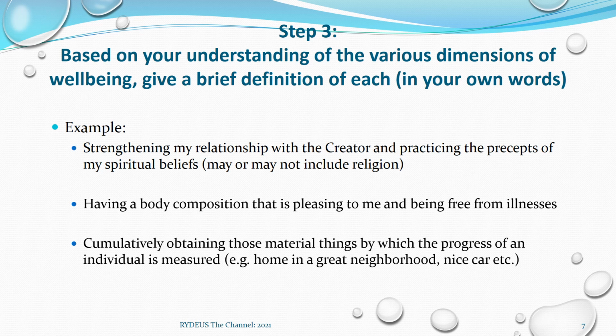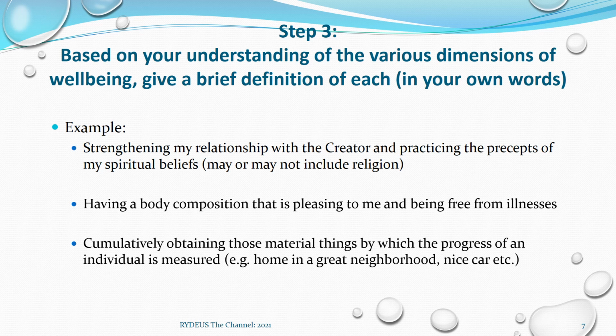In terms of financial well-being, we could talk from the perspective of cumulatively obtaining those material things by which the progress of an individual is measured. For example, a nice home in a great neighborhood, a nice car. So in terms of your financial well-being, you have the ability to afford those things, the material things that you want. Other persons could define financial well-being in terms of their bank balance. For example, having a minimum bank balance of $100,000 or something to that effect. So we could define things in different ways.